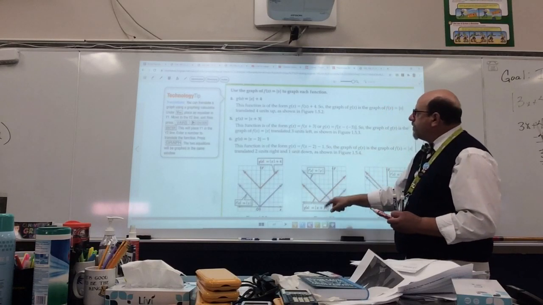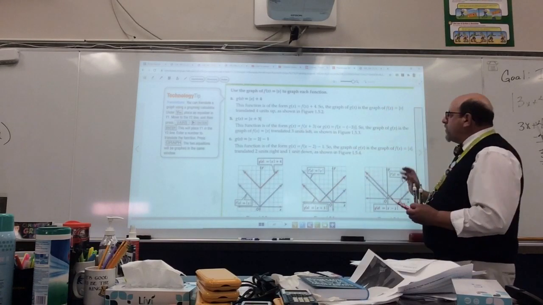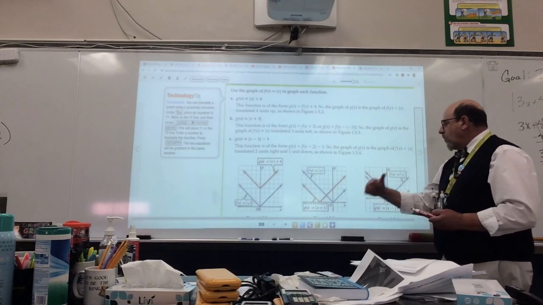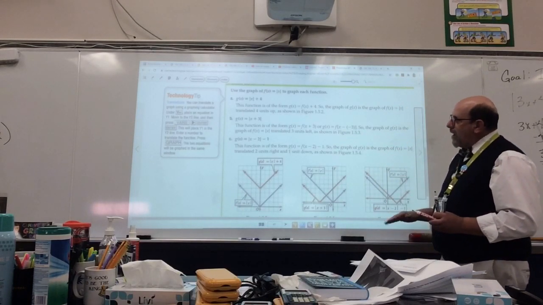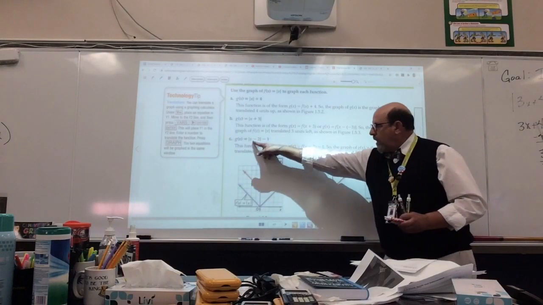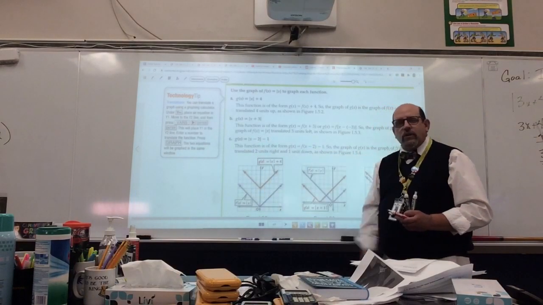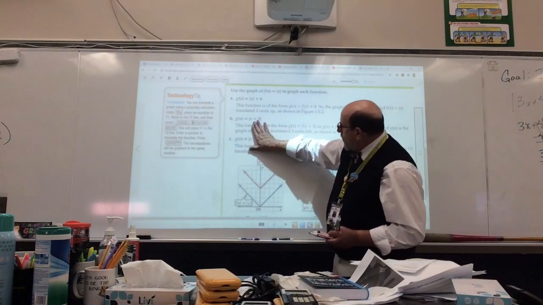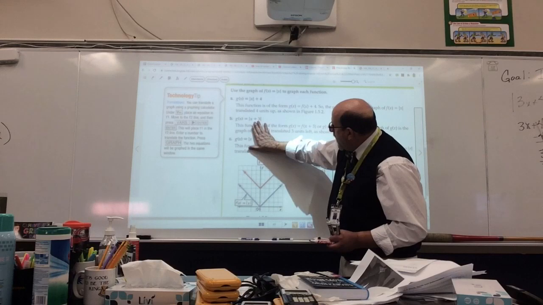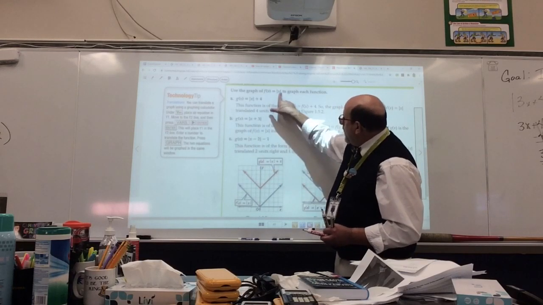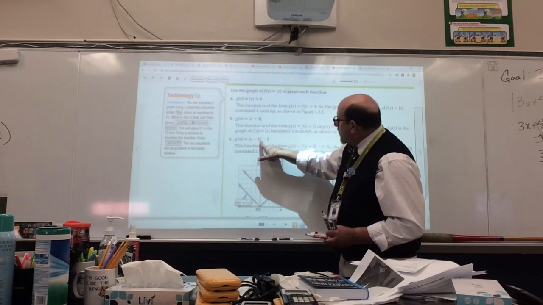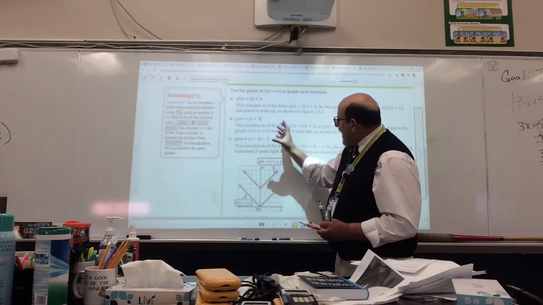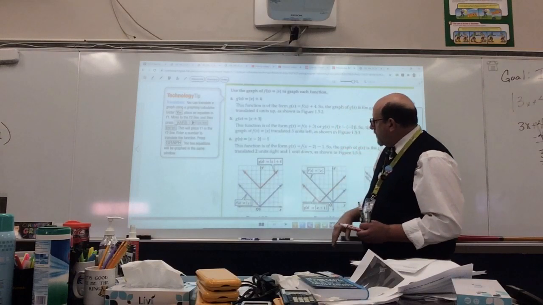And last but certainly not least, we've got a double shift here, right? We've got a shift to the right, and we've got a shift down. To the right 2 spaces and down 1 space. That's what it says. You look at the function, we try to figure out what the parent function is, and that would be f of x equals the absolute value of x, but inside the absolute value symbol means we shift horizontally, and outside means we shift vertically.